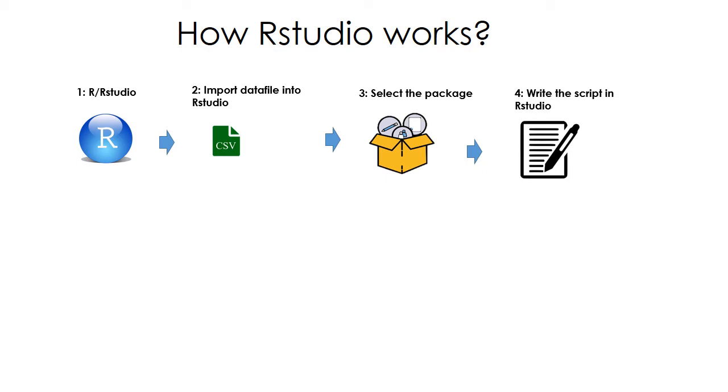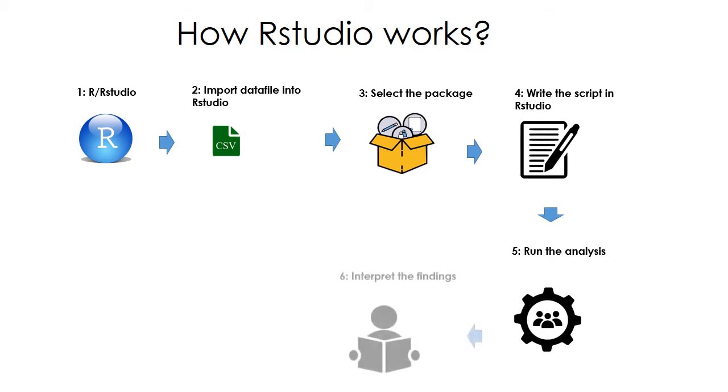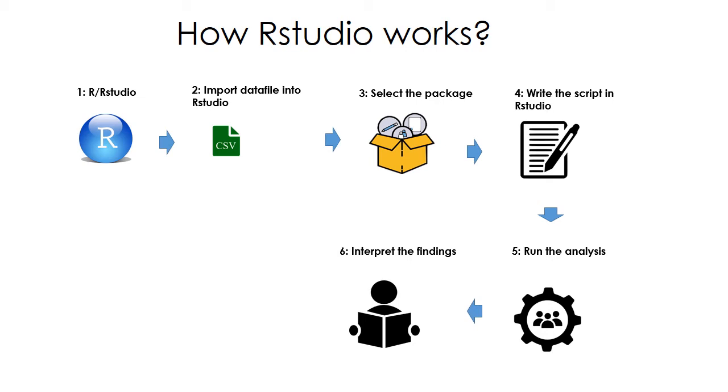And in R, what we do is we have to write a script. So once we include our data, we have our packages, we have to write instructions to R Studio telling it what to do and how to run the analysis. So once the script has been prepared for R Studio, it can run the analysis. Once it runs the analysis, our job is to interpret the findings. So basically we have to have a data set, we need to select a package, and we have to write the script. Okay, so everything has to be done inside R Studio.